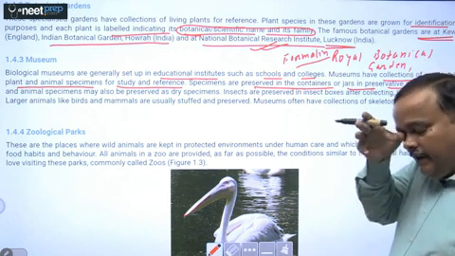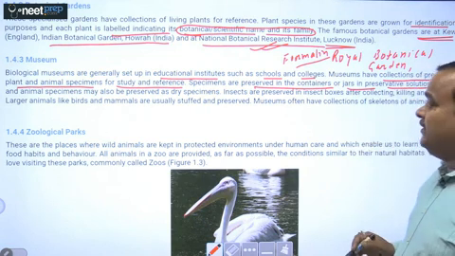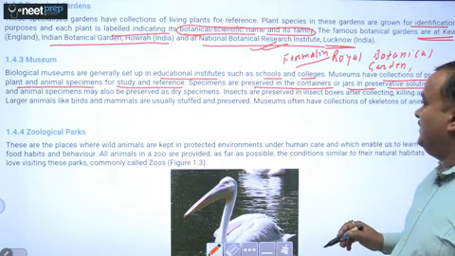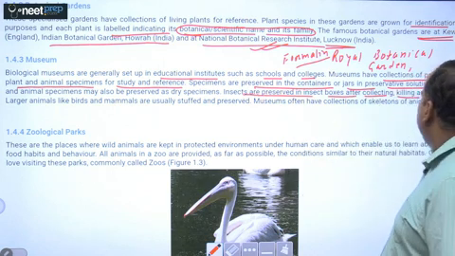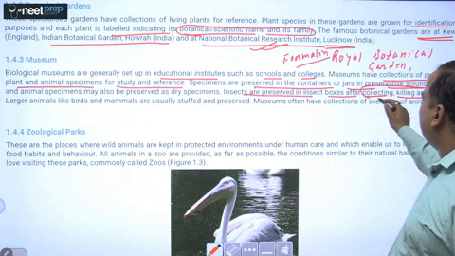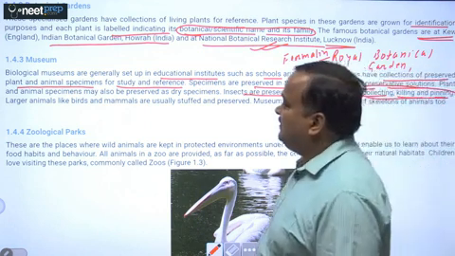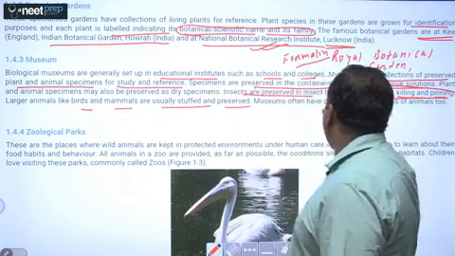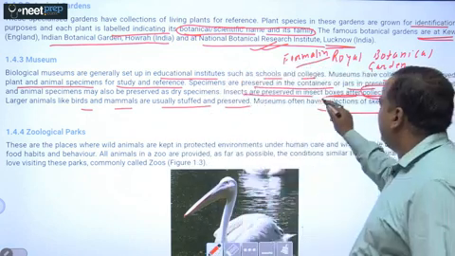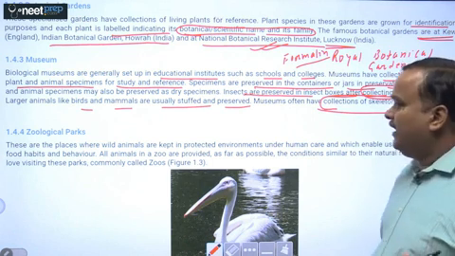Then in a museum you will also observe animal specimens which are dried. Insects are preserved in insect boxes after collecting, killing and pinning. Large animals like birds and mammals are usually stuffed and preserved. Then a museum often contains a collection of skeletons, so in a museum you will also find skeletons of different animals.